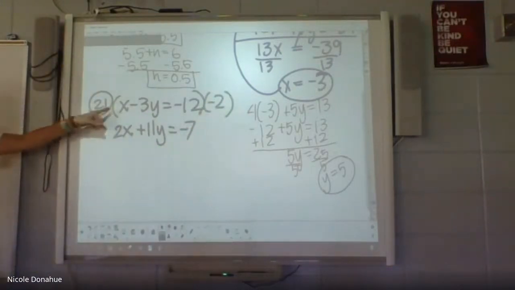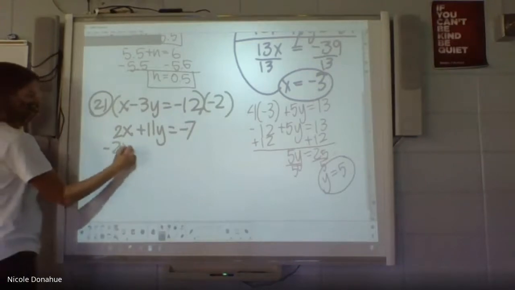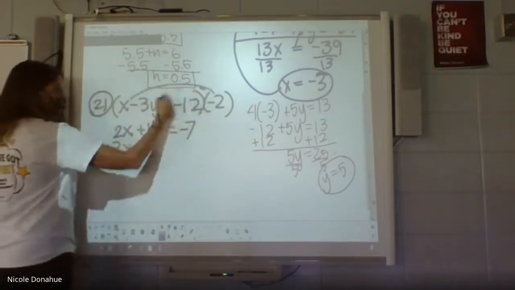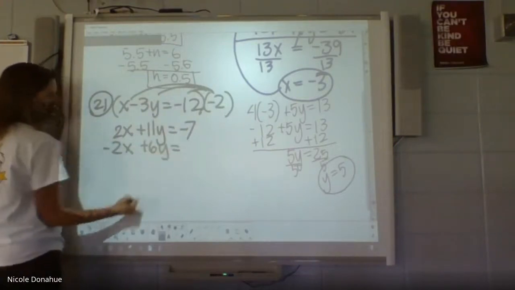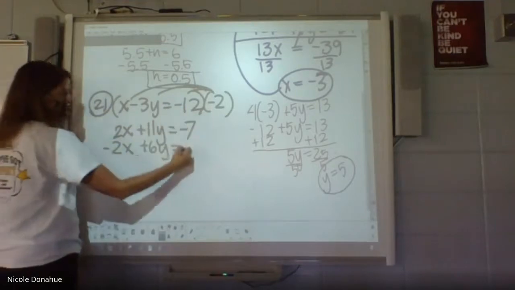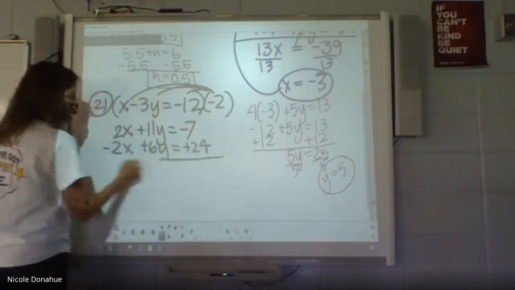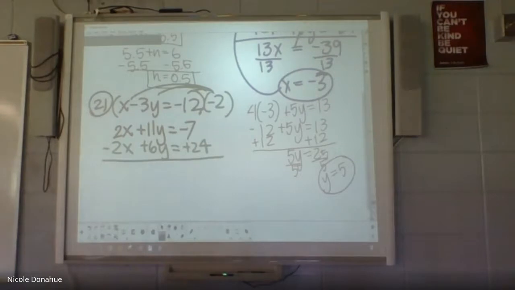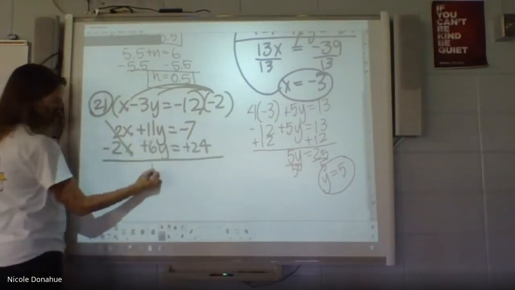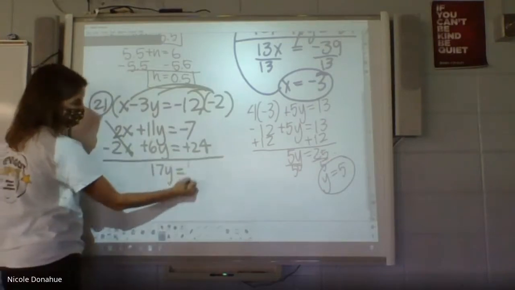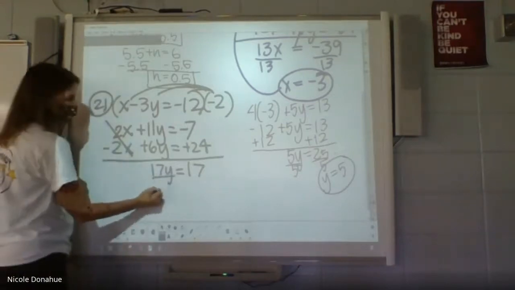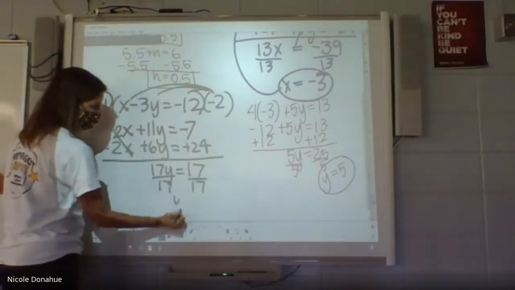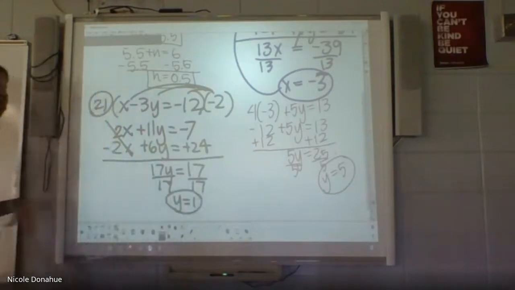So I'm going to multiply the whole top row by negative 2, because that'll make that x a negative 2x. But when I do that, I have to multiply all three parts by negative 2. So that'll become a positive 6y, and then there'll be a positive 24. I can't forget to distribute it everywhere. So this is going to end up being 17y, and this actually ends up being 17, right? So y is 1.